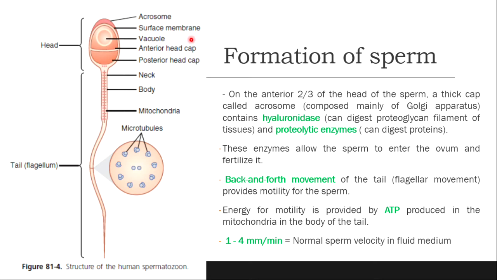So, it also has the surface membrane, it also has a vacuole, and it also is composed of the anterior head cap and posterior head cap. So, along the flagellum or the tail of the sperm, it consists of the neck, the body, the mitochondria. Okay? So, makikita nyo dito, may mga mitochondria na to. So, important tong mga mitochondria na to kasi it will convert and produce ATP that will serve as the energy of the sperm para makaswim siya towards the ovum.